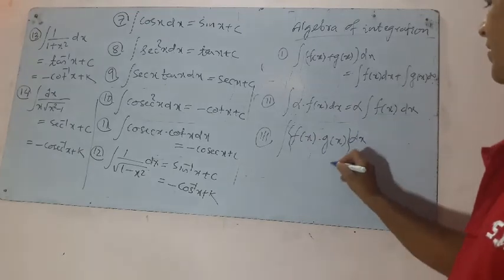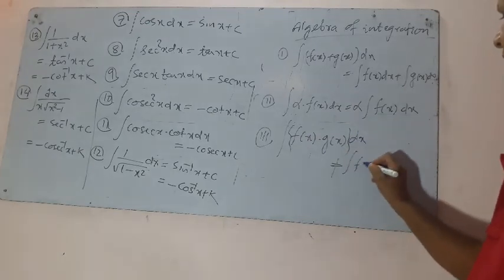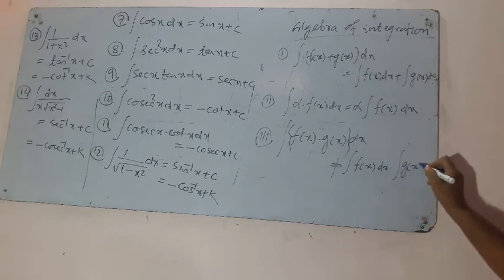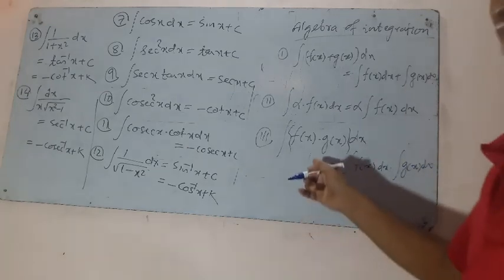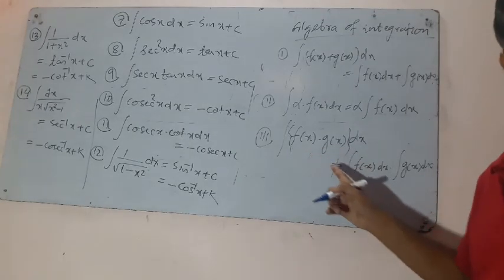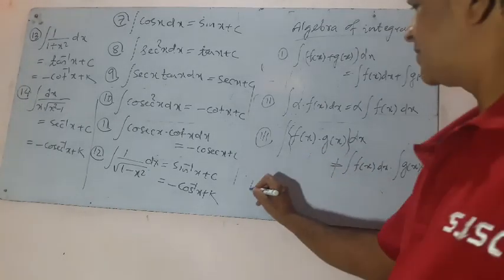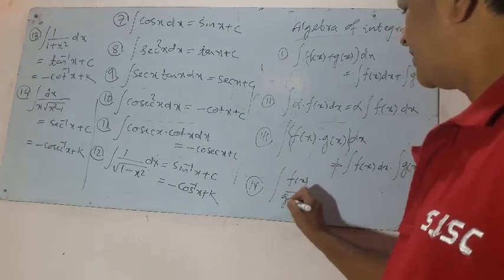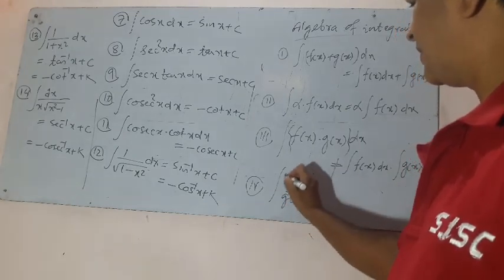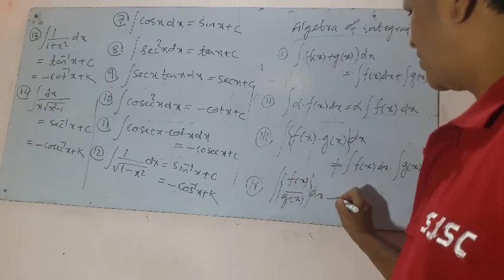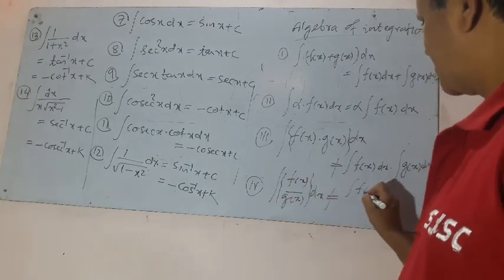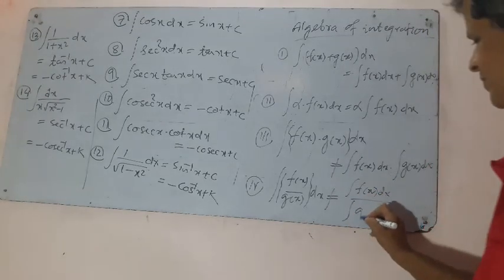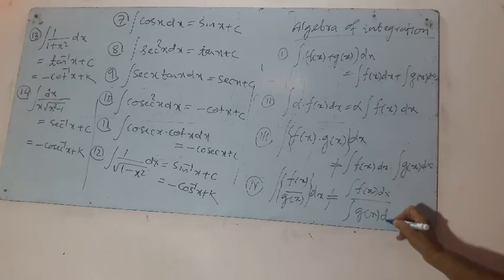is not equal to integration of fx dx into integration of gx dx. Integration of a product of two functions cannot be the product of their integrations. Similarly, integration of f of x by g of x into dx cannot be equal to integration of fx dx divided by integration of gx dx.